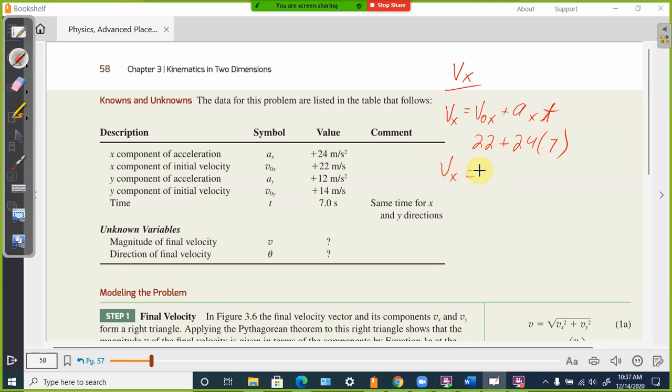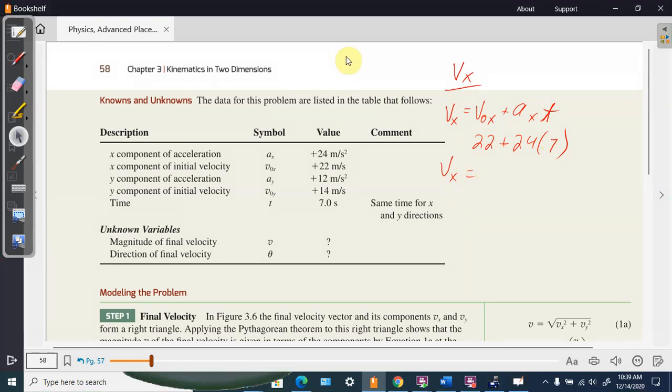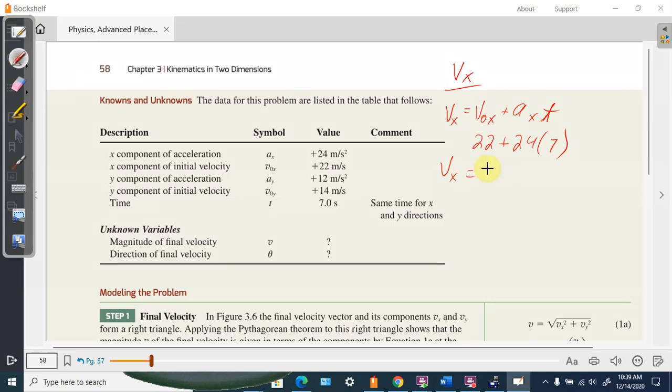That's going to give me my Vx, which comes out to be, I come up with 190 is what I came up with. All right, so that's your Vx, which you're going to need here in a couple minutes. Vy, I believe the same thing will work because, look, we have the same information.